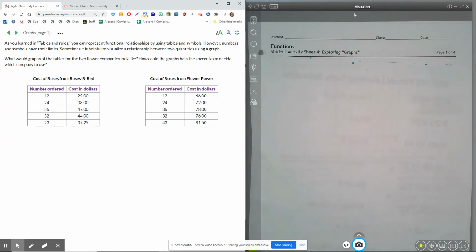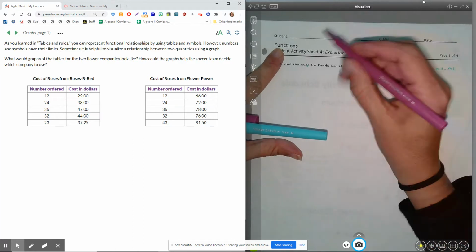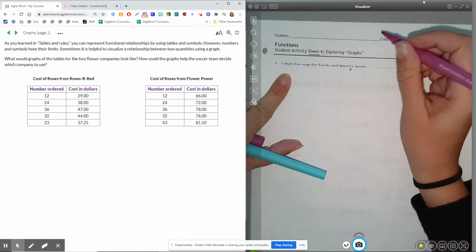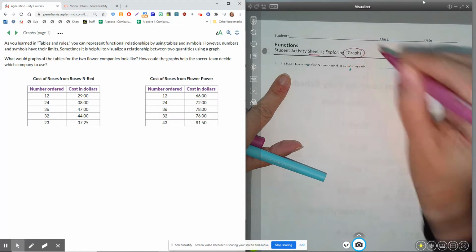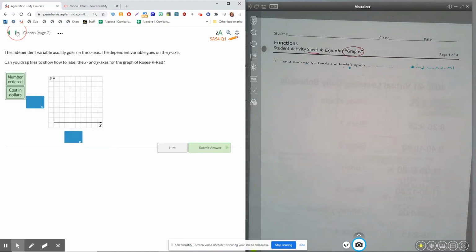Here we go, finishing up some last couple things for topic 4. Again, we are working topic 4 functions. We are on student activity sheet 4, in the section called exploring graphs. In this section, we're going to look at the tables and charts that you can see on your screen here that we made on student activity sheet 3, and we're going to transfer them into graphs and see what that information shows us. So let's get going here.